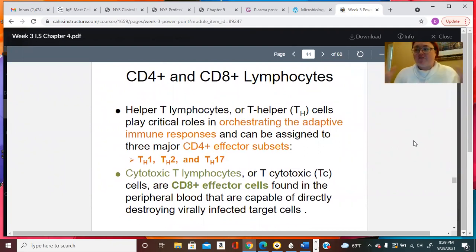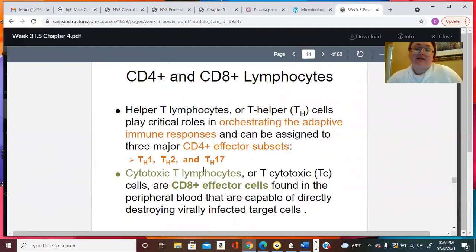So review, same thing: your helper T cells, what do they do? They orchestrate the adaptive immune response. That's great. They do what they sound like they do, right? They help out. We have different subsets or different possible outcomes that we can get: Th1, 2, 17, and also remember T regulatory is another type of cell that helper T cells can become.